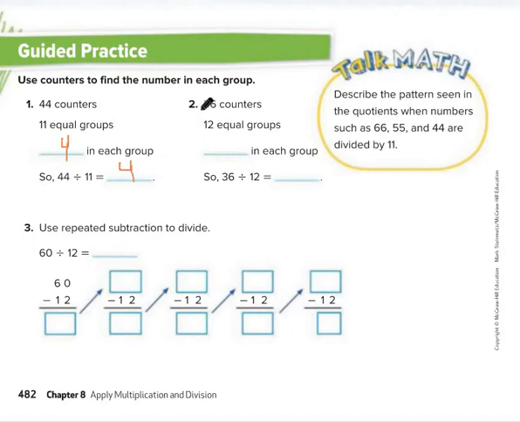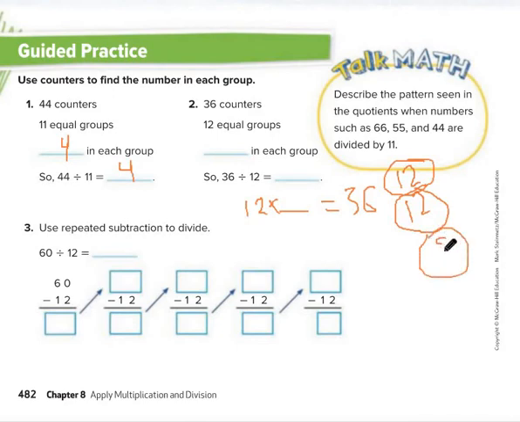Now let's solve question number 2. 36 counters and 12 equal groups. How many in each group? To find this, you can memorize 12 multiplied by what equals 36. Even if you cannot memorize it, you can simply add 12. You can use repeated addition, add 12 many times. This is the first group, the second group, and the third group has 12.